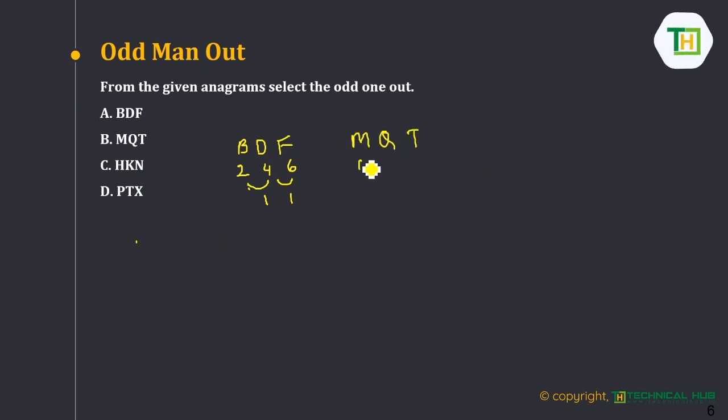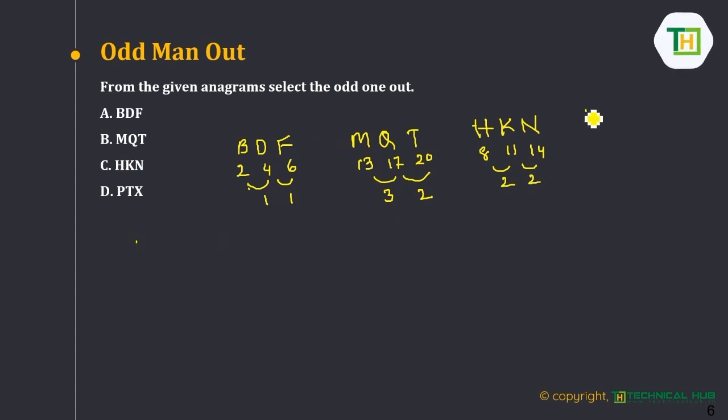So with respect to number, 13, 17, T is 20. Between 13 and 17 the gap is 3. Okay, 17 to 20, the gap is 2. Third option, H, K, N. H is 8, K is 11, N is 14. Difference is 2, here also 2.